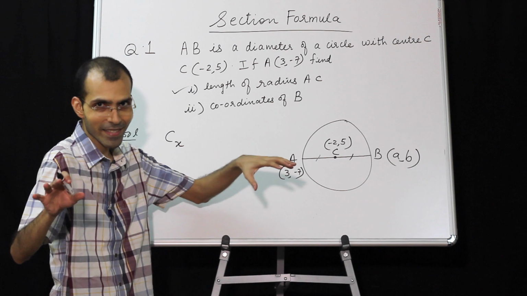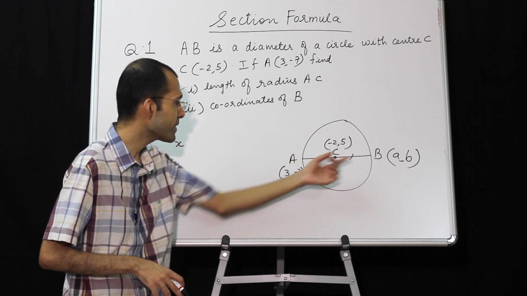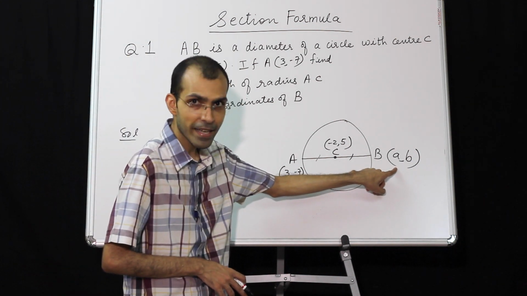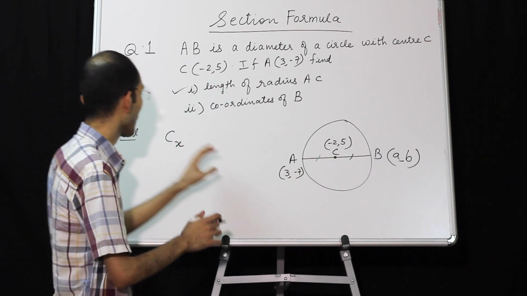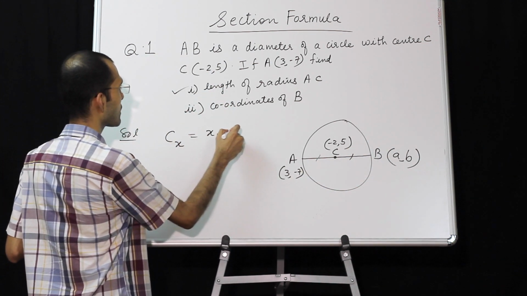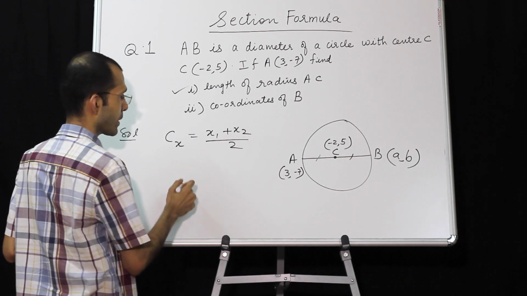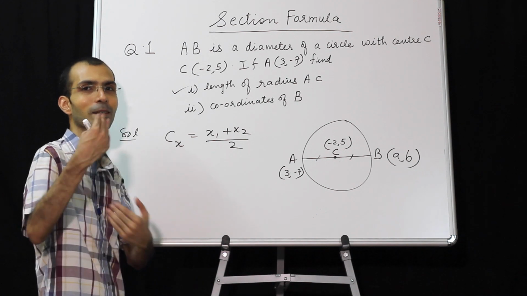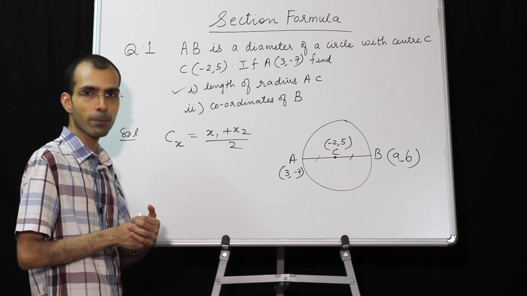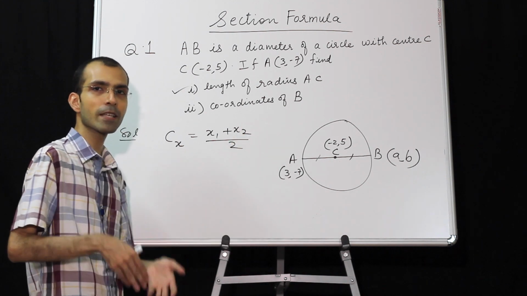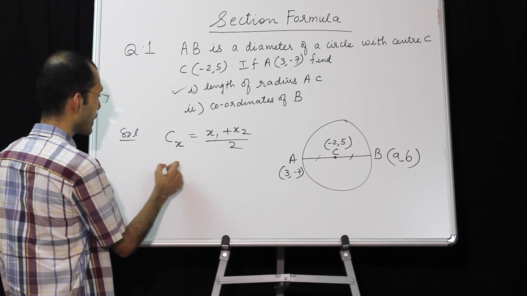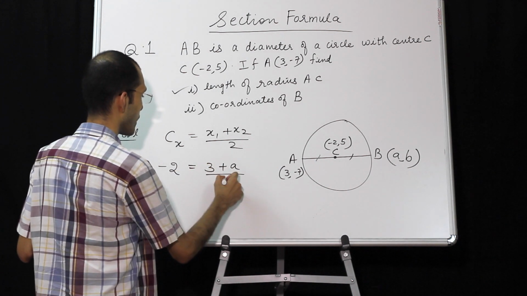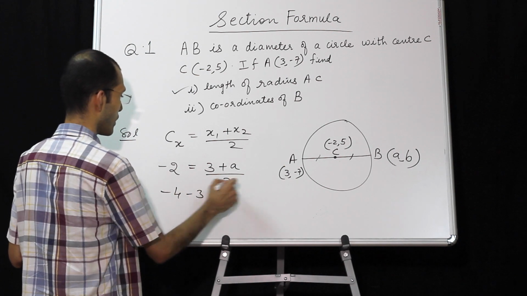So the extremities, the extreme points, one point will act as x1, y1, other point will act as x2, y2. Now Cx will be (x1 plus x2) upon 2. But Cx is already given. Here the midpoint is already given to you, reverse sum. Rather than you finding the coordinates of the midpoint, here coordinates of the midpoint are already given. So below Cx, we will write minus 2. So it will be (3 plus a) upon 2 equals minus 4. Now solve for a.